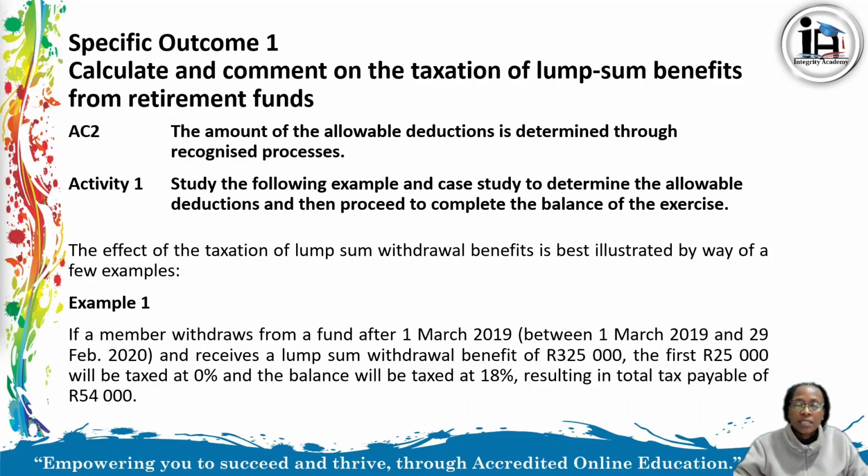The effect of the taxation of lump sum withdrawal benefit is best illustrated by way of a few examples. So let's have a look at example 1 here. If a member withdraws from a fund after 1st March 2019, that is between 1st March 2019 and 29 February 2020, and receives a lump sum withdrawal benefit of 325,000, the first 25,000 will be taxed at 0% and the balance will be taxed at 18%, resulting in total tax payable of 54,000.